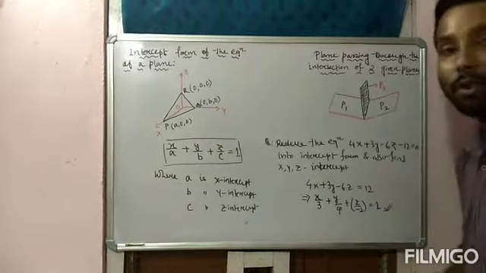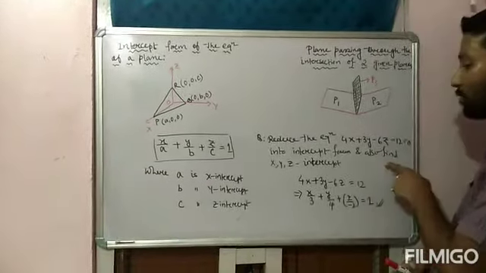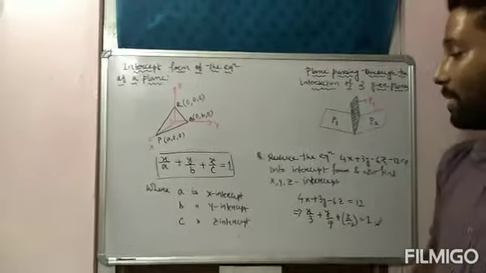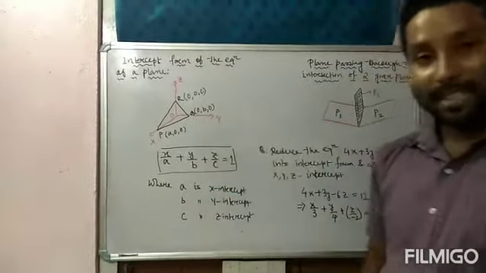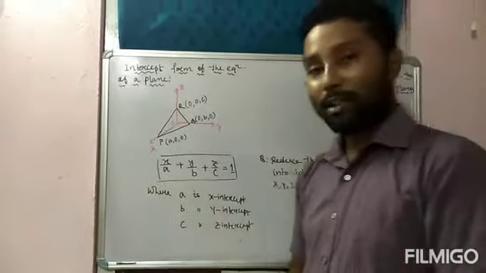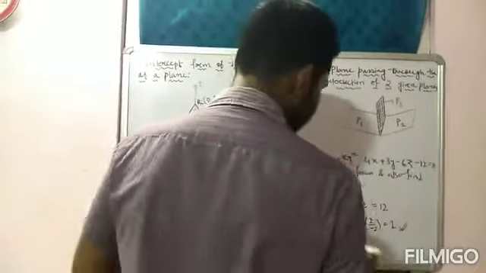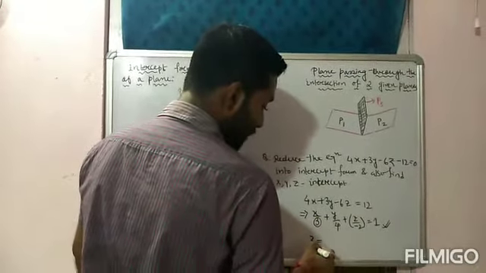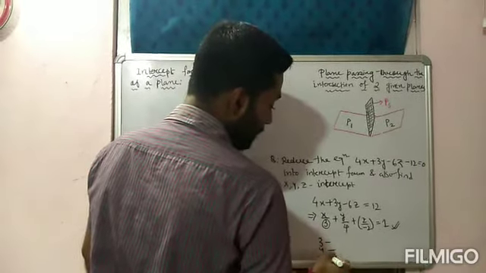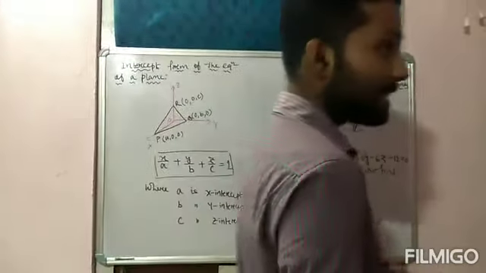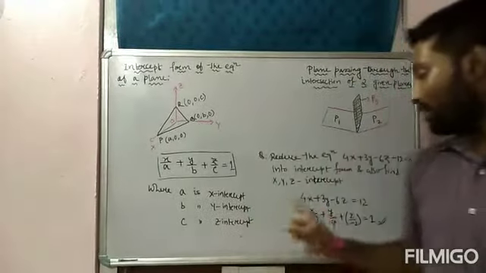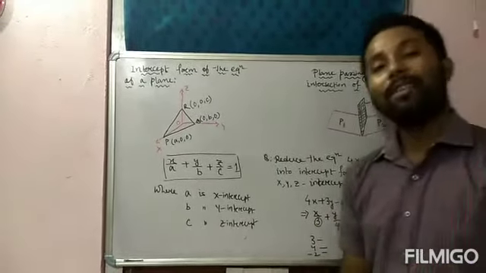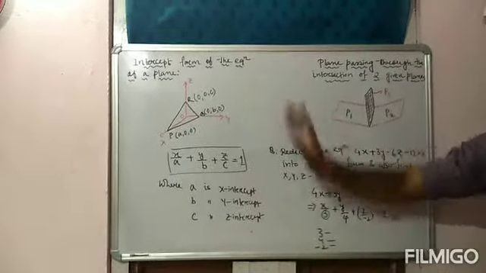Intercept form में reduce हो गया. अभी second part क्या है? Also find the x, y and z intercept. A is called x intercept, right? So A means the denominator of x. So here what is the denominator of x? 3. So here 3 is the x intercept, 4 is the y intercept, and minus 2 is the z intercept, not 2. Minus 2 is the z intercept. So ऐसा टाइप का ही क्वेश्चन आता है इंटरसेप्ट फॉर्म से.